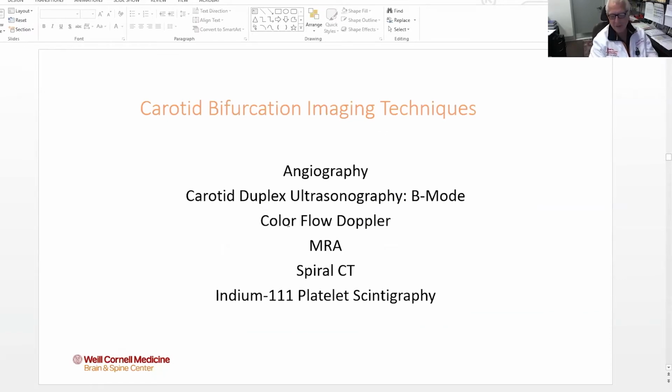How do we evaluate patients? Well, this is kind of a summary of everything that we have done in the past. We don't do angiography anymore. We still do carotid duplex. I know vascular surgeons will operate on the basis of this data alone. I don't. I want to add carotid Doppler with either an MRA or a CTA, and rarely do we use the platelet scintigraphy anymore. So it's predominantly a Doppler study as a preliminary, and then either MRA or CTA.